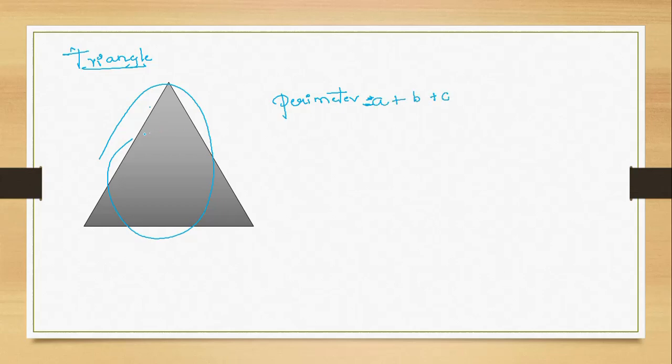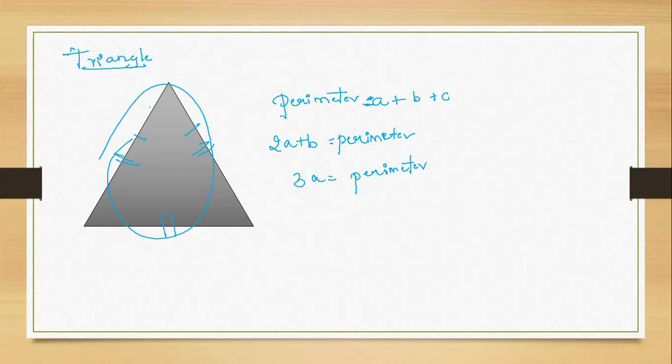In triangles we see two types of triangles. One is the isosceles triangle. In the isosceles triangle, these two sides are equal. In this we can write 2a plus b as the perimeter. In the equilateral triangle, all three sides are equal. So here 3a is equal to the perimeter. These are the perimeters of the different types of triangles.